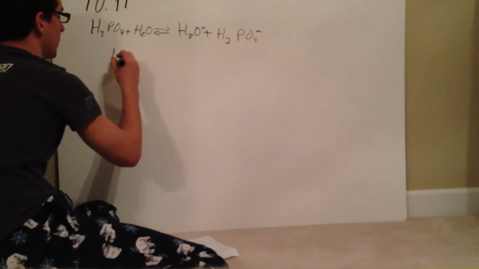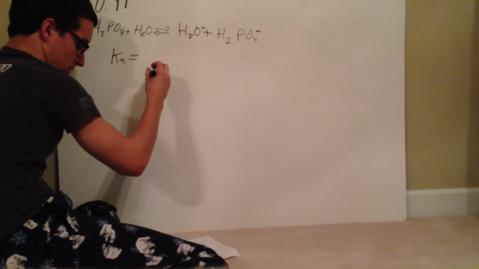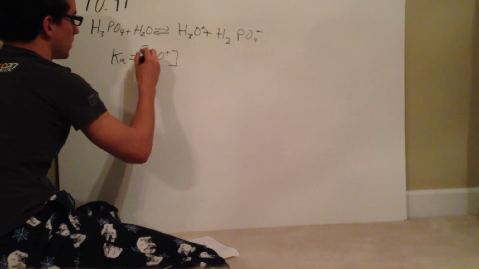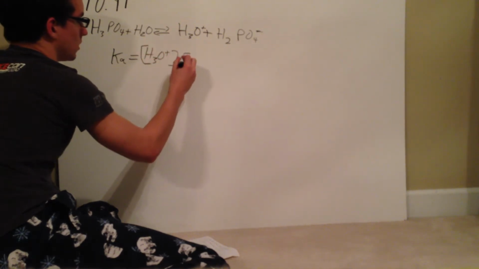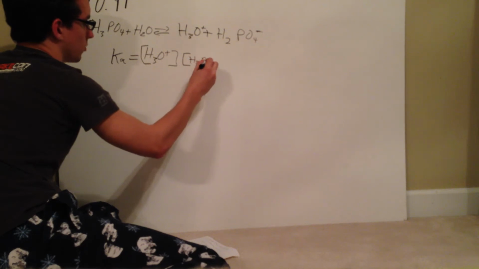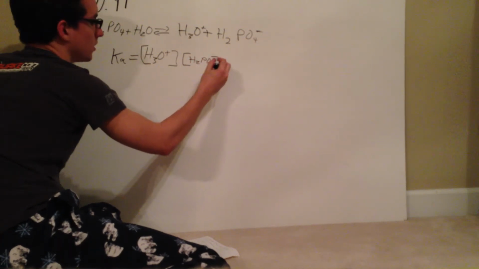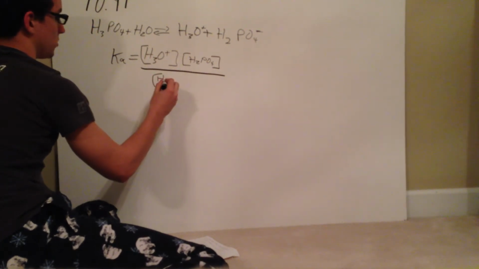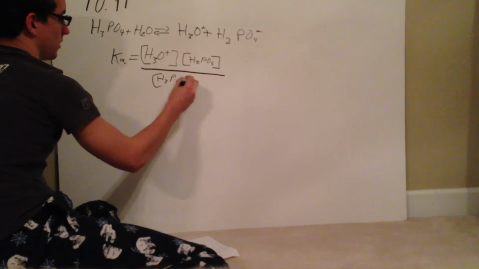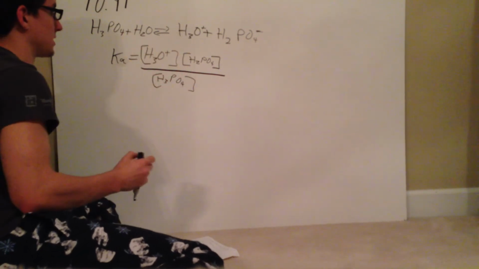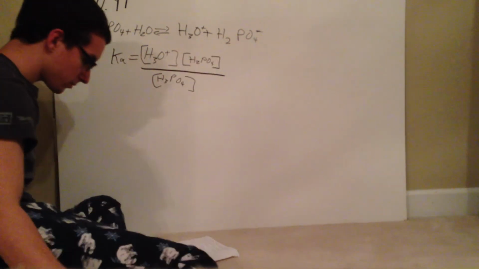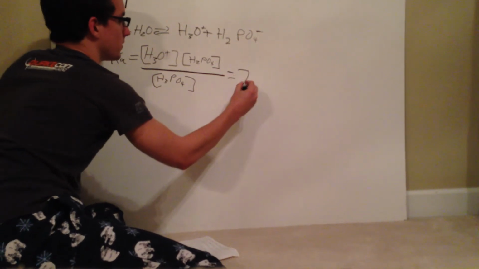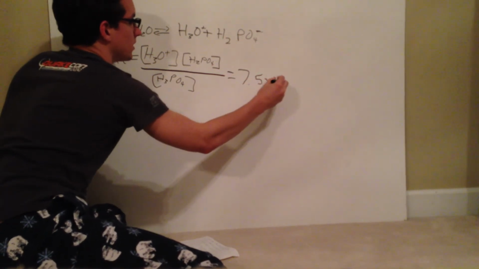So let's plug in what we have for our Ka. We have Ka equals H3O plus and H2PO4, and that's over H3PO4. We don't include the water, the H2O, because that's liquid, and these are all aqueous, so that's why that's not going to be included. And the Ka for all this equals 7.5 times 10 to the negative third.